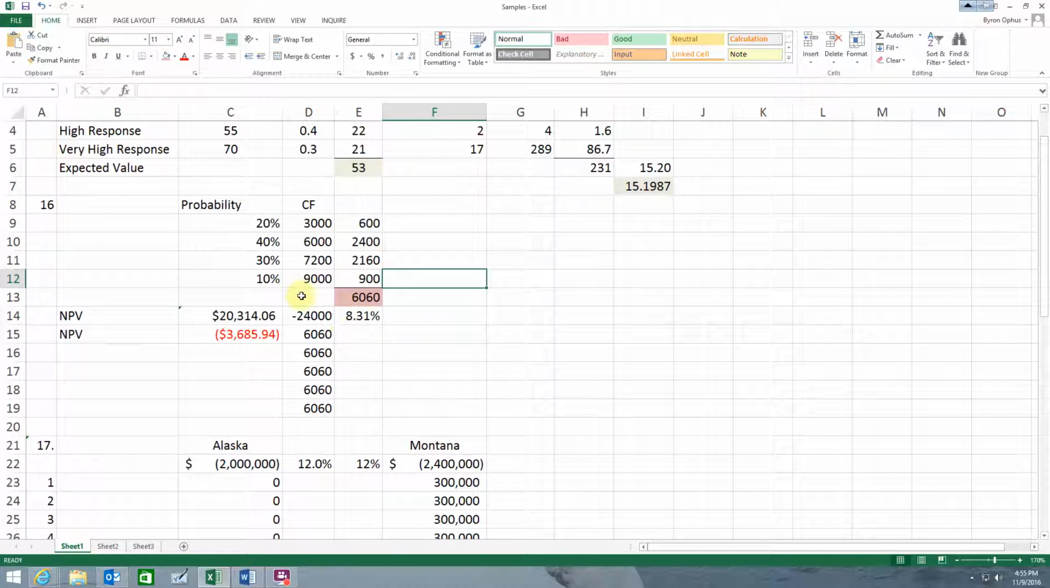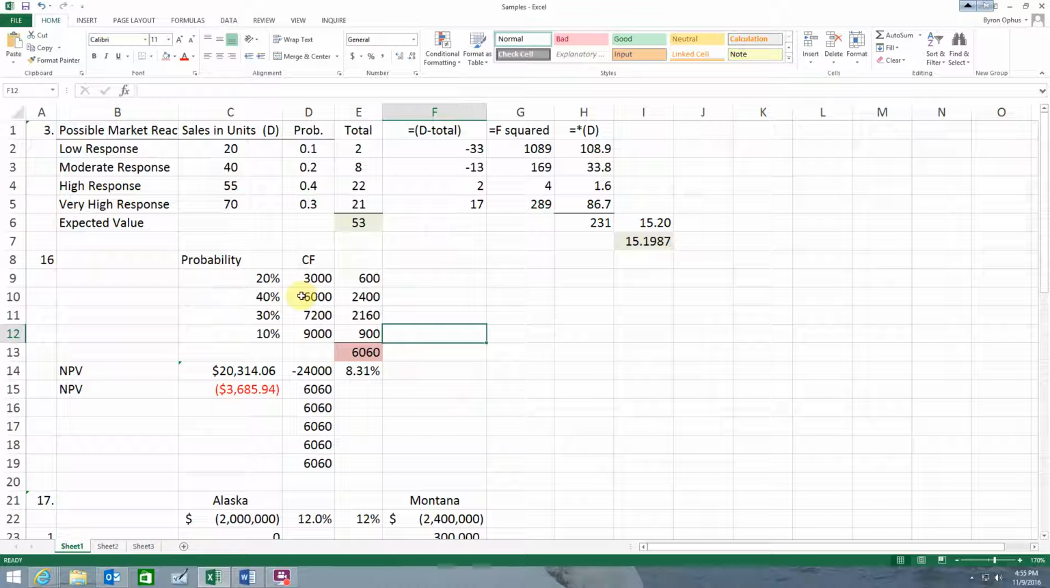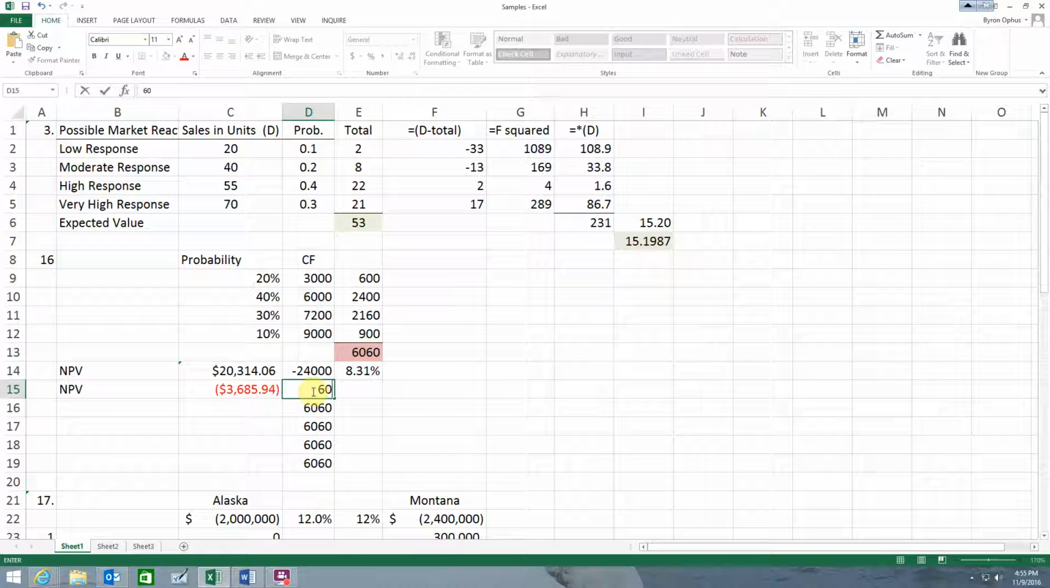Okay, and then it says you make an investment, and in your guys' case the investment's something different. I said my investment's going to be 24 grand, and I'm going to have that for 5 years. So 1, 2, 3, 4, 5. I can just enter that in as 6060 and then drag that down. And there we have it.